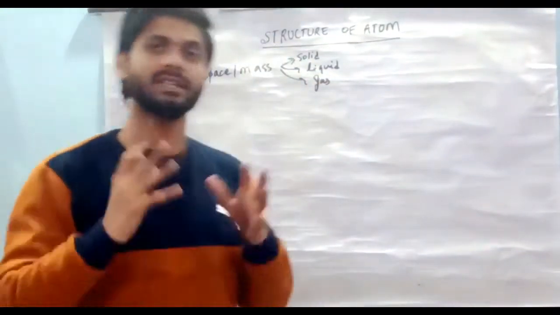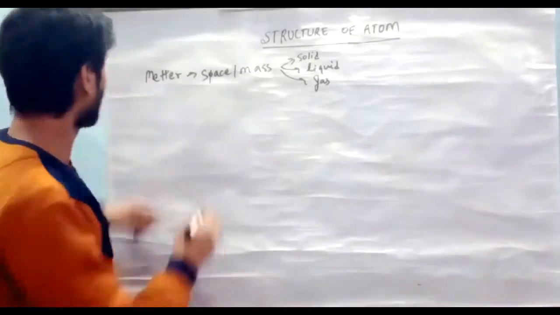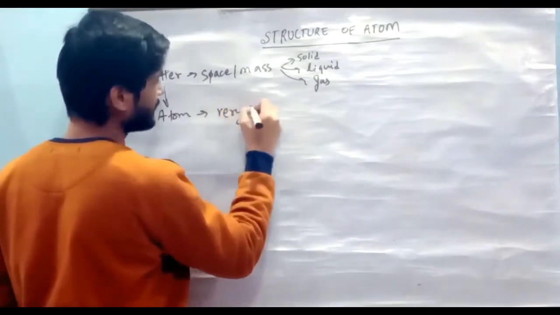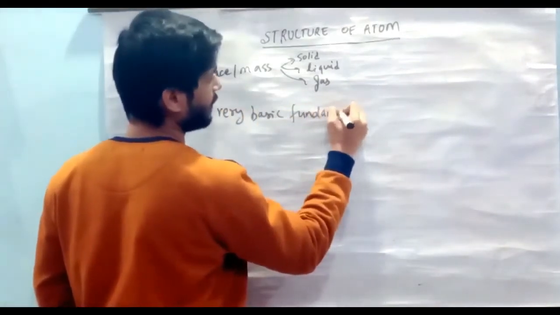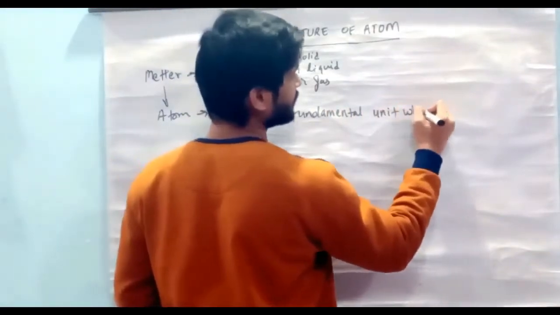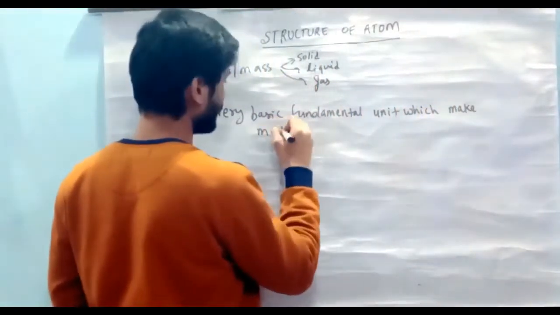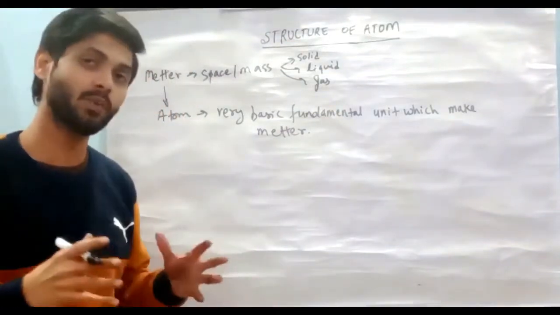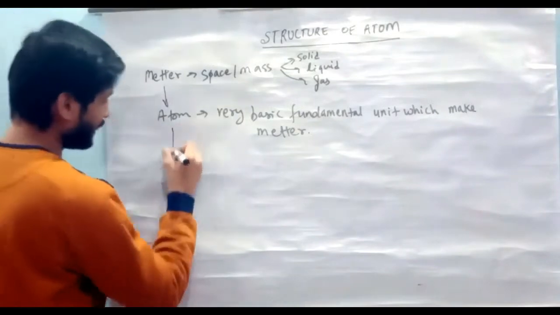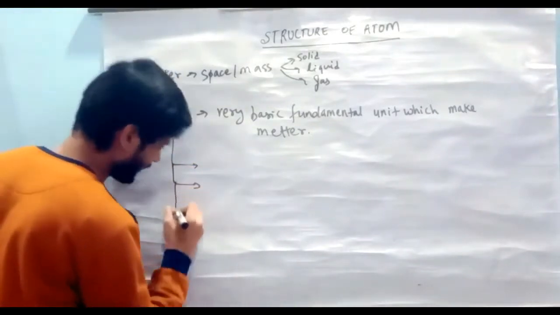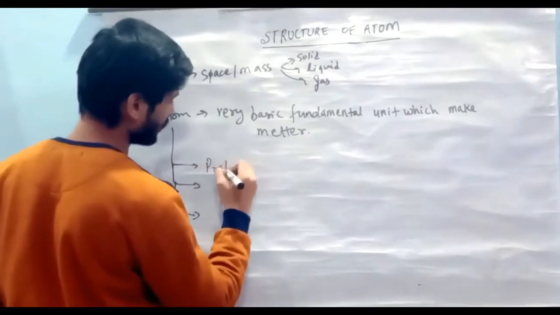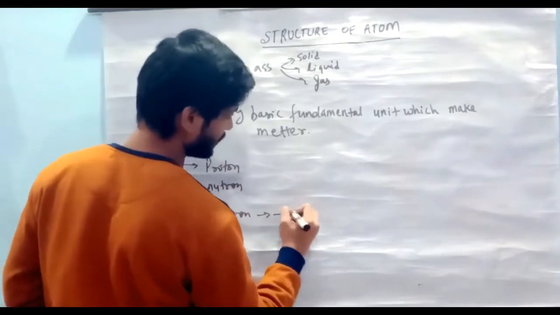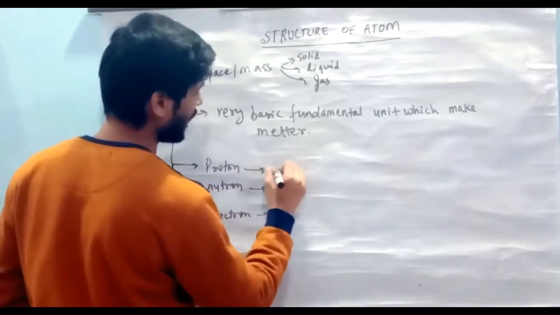So, what is the thing which makes up matter? Atom. Atom is the very basic, fundamental unit which makes matter. Okay. Now a question arises: what is the thing which makes an atom? Atom consists of three very tiny particles called proton, neutron and electron. Electron has negative charge, neutron has no charge, and proton has positive charge.